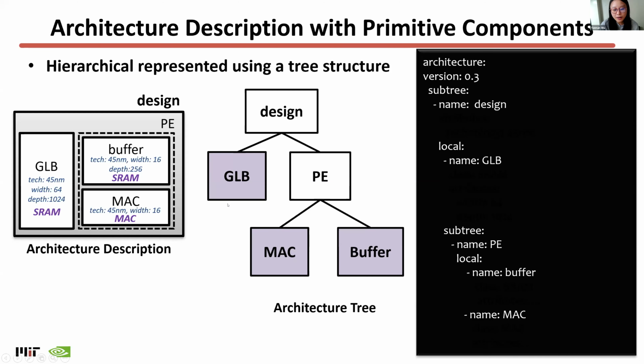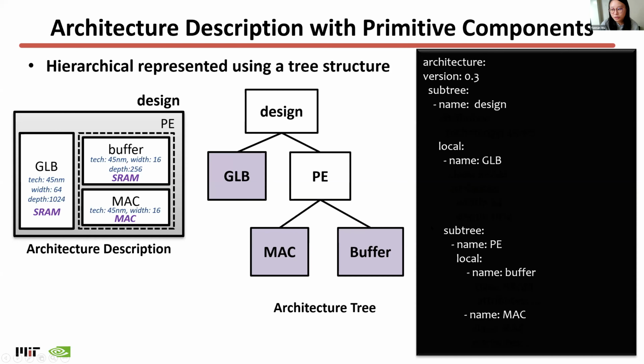And the global buffer, MAC and buffer, those components are actual hardware components that can be instantiated and will be used for processing. So they are not like the hierarchies we just talked about, like the PE design. They're abstract and they are not really hardware components. The global buffer, MAC, and buffer are actually components.